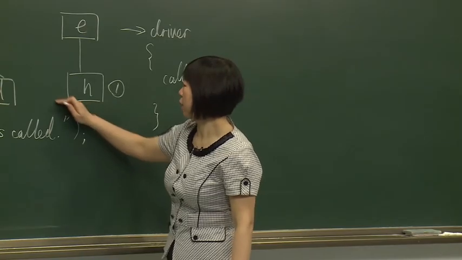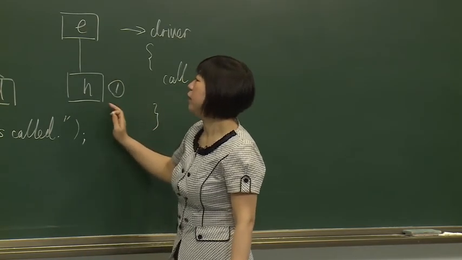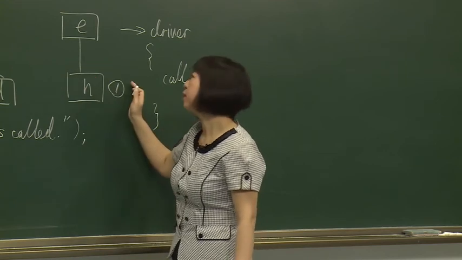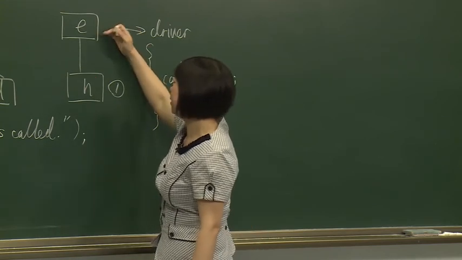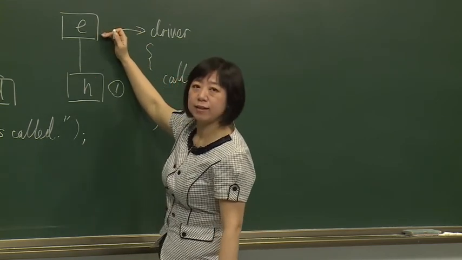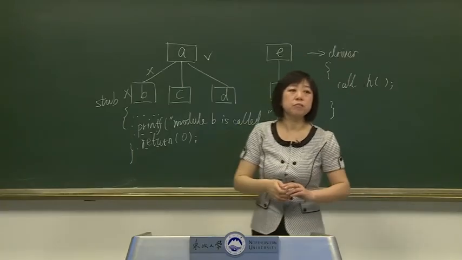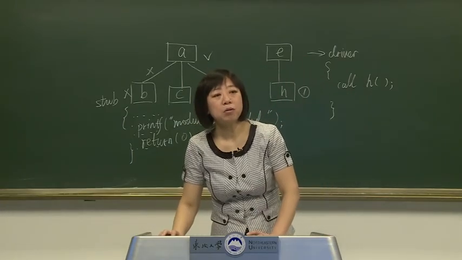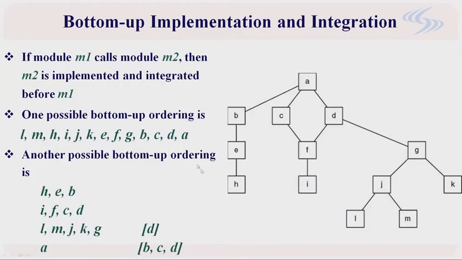And then after module H is proved to be fine, try to implement and integrate module E. So one possible bottom-up ordering will be, still this case, L, M, H, I, J, K, E, F, G, B, C, D, and A.